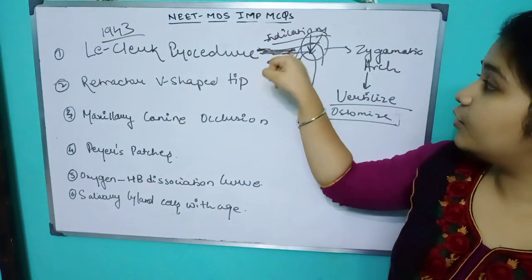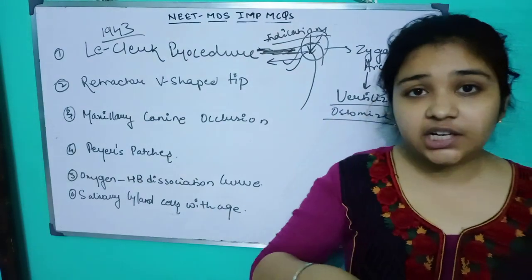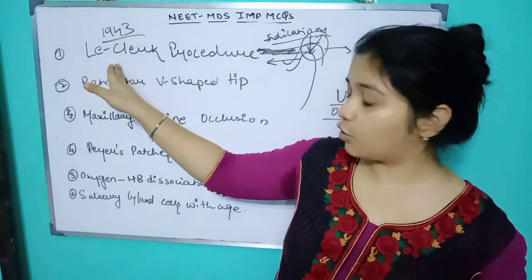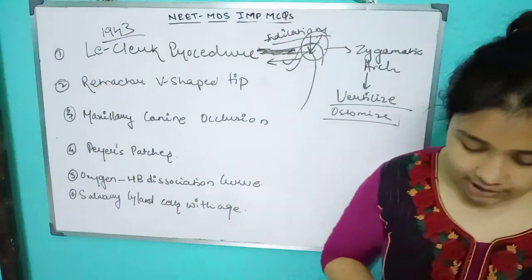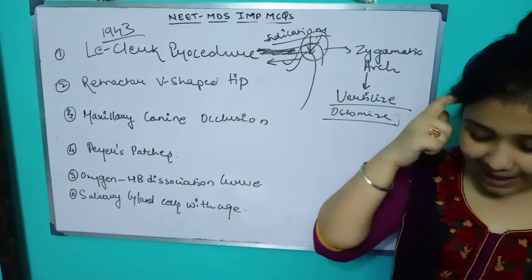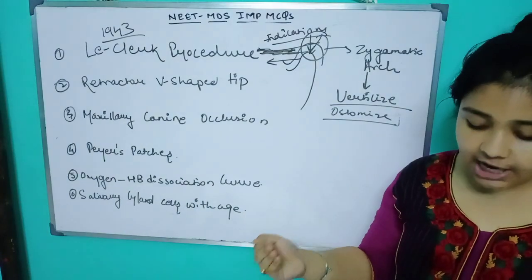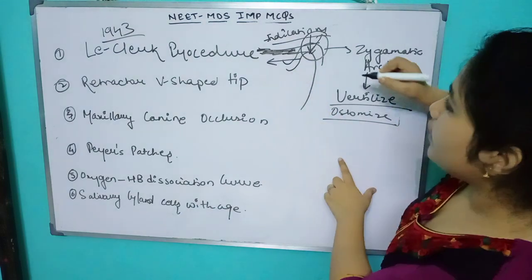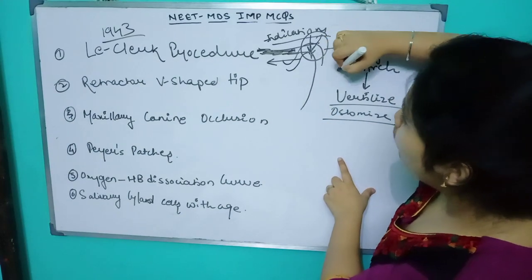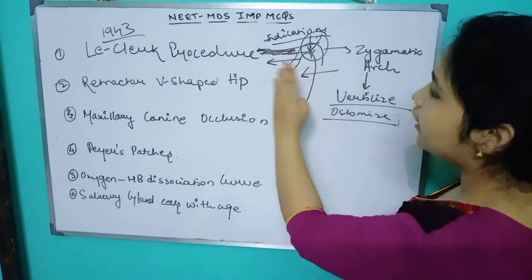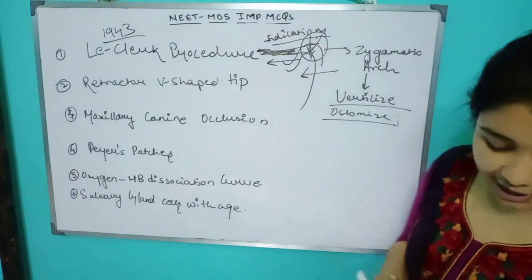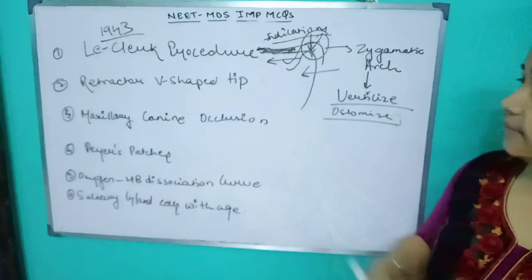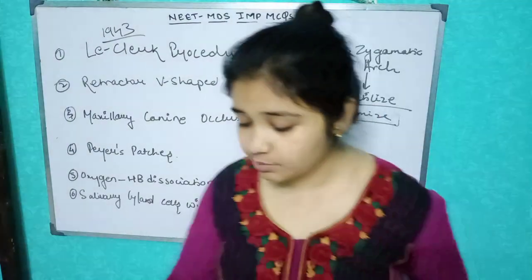The zygomatic bone is vertically osteotomized in this procedure, anterior to the articular eminence, more inferiorly and more anteriorly to the eminence. This is the thing about Lee Clark's procedure.